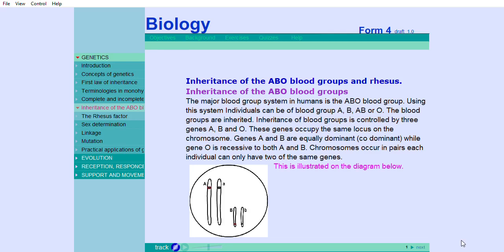Inheritance of blood groups is controlled by three genes, A, B, and O. These genes occupy the same locus on the chromosome. Genes A and B are equally dominant, or codominant, while gene O is recessive to both A and B. Chromosomes occur in pairs. Each individual can only have two of the genes. This is illustrated on the diagram below.